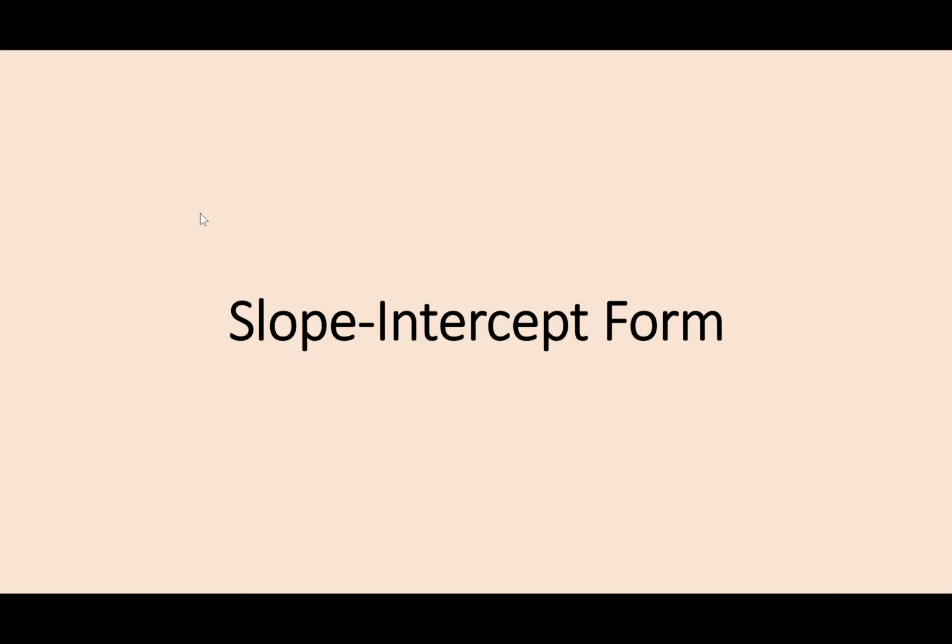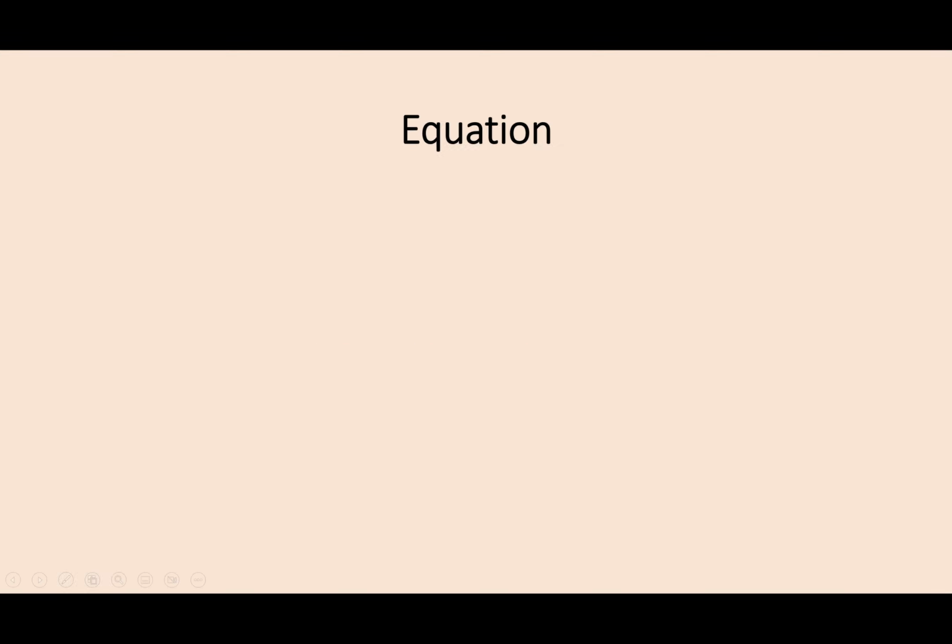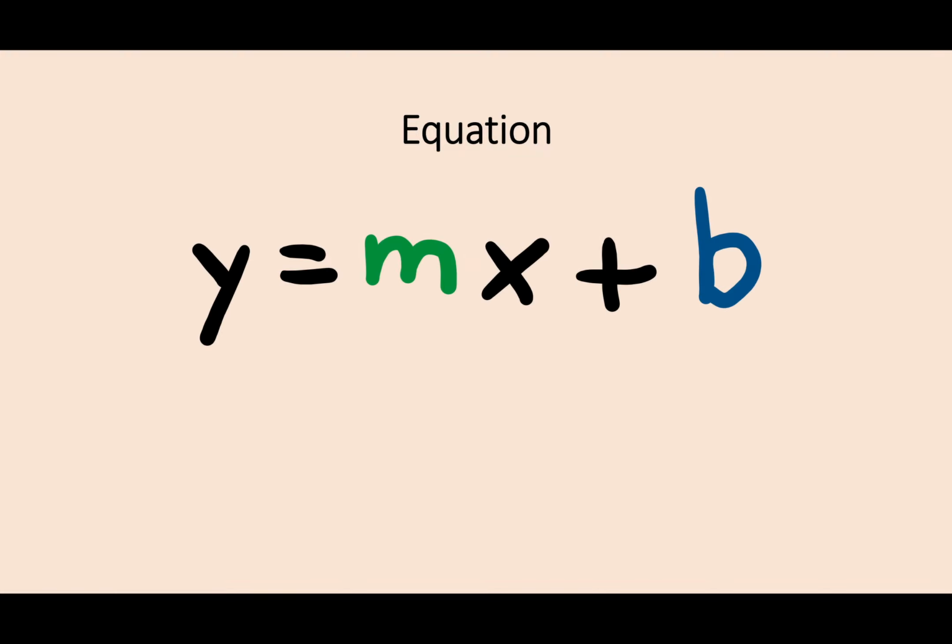Alright, so welcome to a quick video about how to do slope-intercept form. So let's go ahead and get started. Let's start off with the equation for slope-intercept form. The equation is easy enough to remember. It's always going to be y = mx + b.